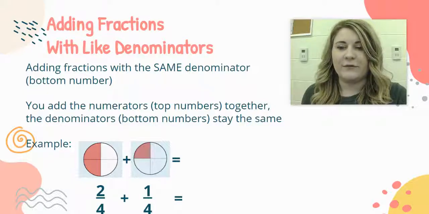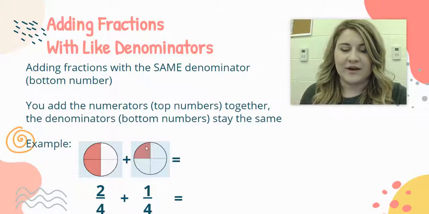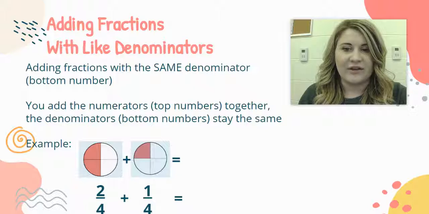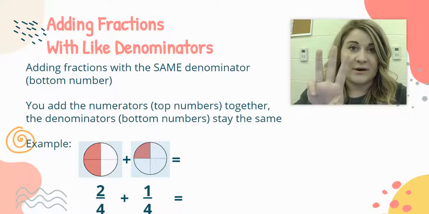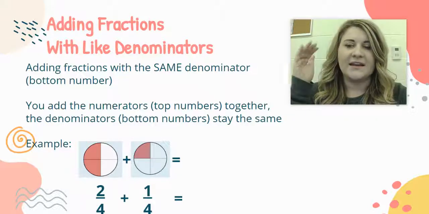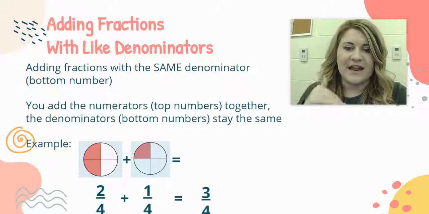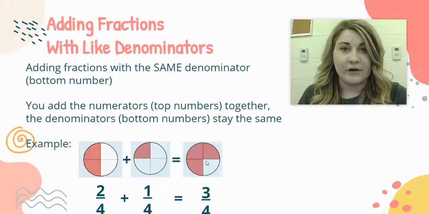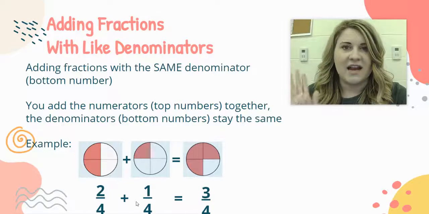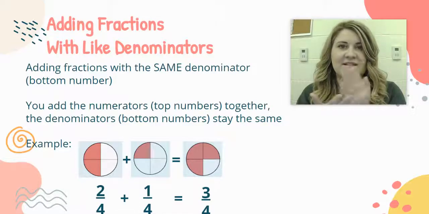So here we have 2/4 colored in plus 1/4 colored in. If I add these two together, it's going to result in 3 parts being colored in. And the bottom number is still going to stay 4 because this fraction is still going to be divided into fourths. We are not adding the denominators together. The denominator stays the same.